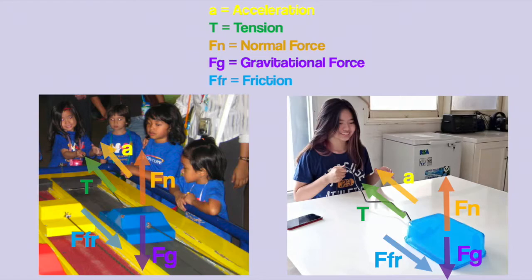While the normal force goes upwards because it is perpendicular with the surface, and the gravitational force goes downwards towards the Earth because it is pulled towards Earth. Finally, the blue object is accelerated in my direction since I am pulling it in my direction.